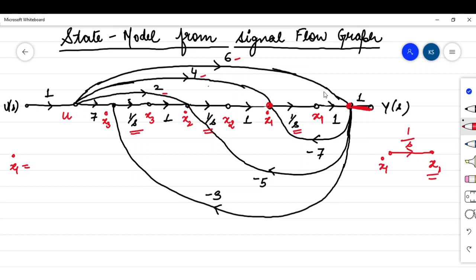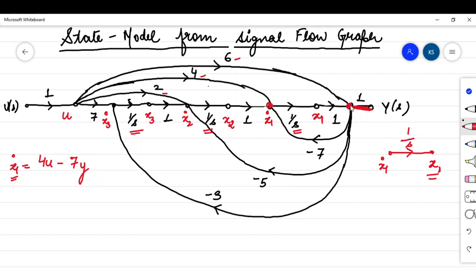These are the forward path and these are the reverse path. So we can define x1 dot equals 4u, and this is minus 7 into y. So we can write it as minus 7 into y. But as you know, you have to define the state space model in terms of state variables and input. So we have to replace y with state variables or input.